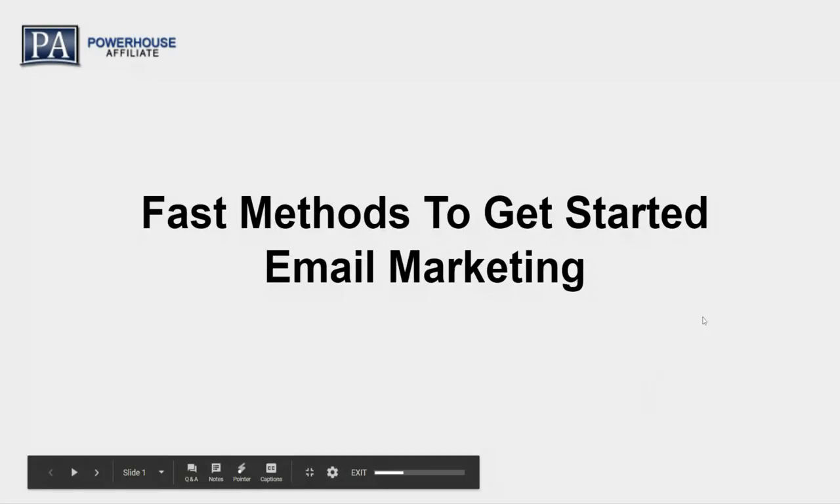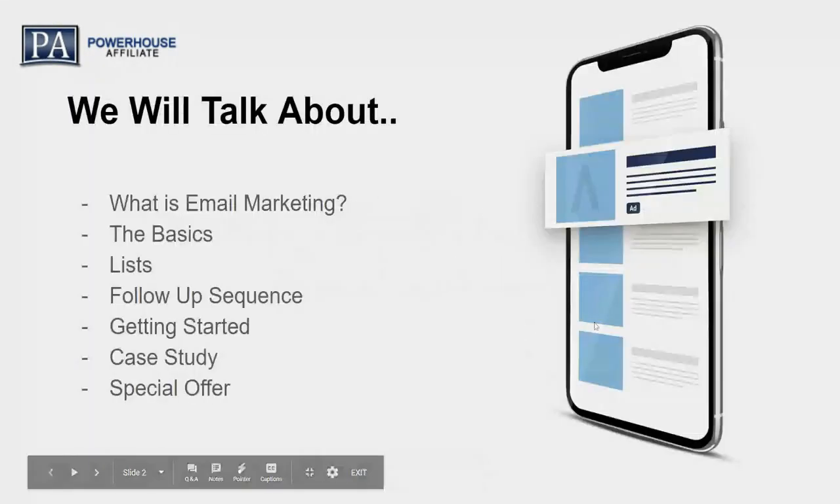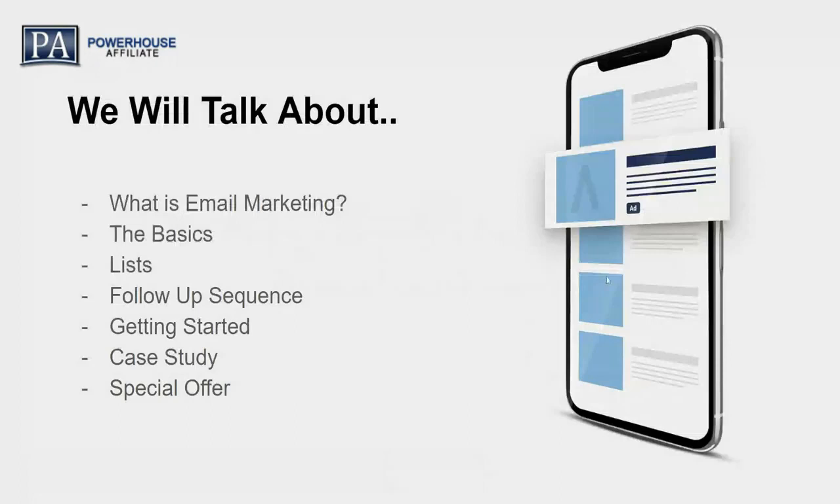All right, guys, so fast methods to get started in email marketing. We're going to talk about a few different things. We're going to talk about what email marketing actually is. We're going to look at some basics. We're going to look at the topic of lists, follow-up sequences. I'm going to show you guys exactly what you need to get started. And then I'm going to fill you guys in on a case study that applies everything I'm about to tell you. And it's currently successful. We'll get more into that. And also, I'm going to give you guys a special offer that is available for today only.